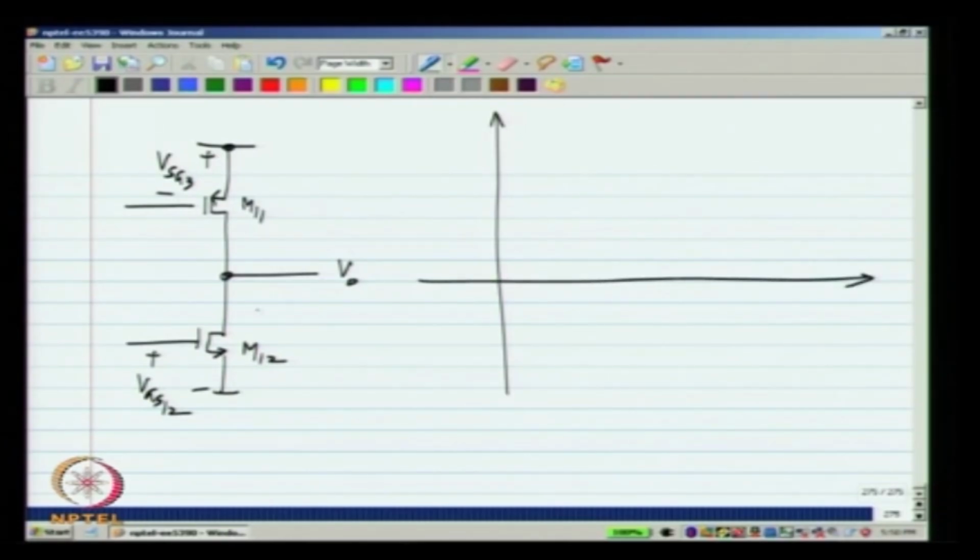I will draw the ID-VDS characteristics. Let us say that is ID. If I draw the ID-VDS characteristics of M12, what I will get is the usual output characteristics of the MOS transistor. Let me show it with a very small output conductance. This is Vo. Vo is nothing but the VDS of M12.